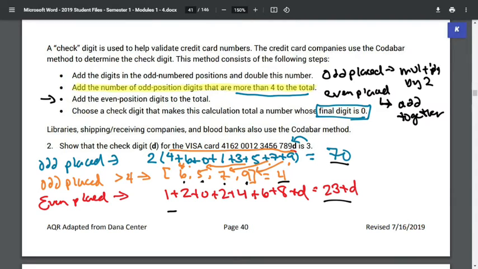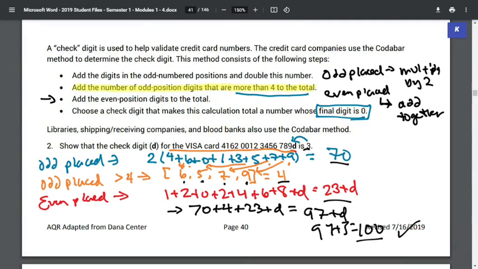So I'm going to do that down here. So I got 70 plus 4 plus 23 equals the check digit. So when I simplify all that together, I'm going to get 97 plus whatever my check digit is. I need it to be 3. So of course it makes sense that if this is 3, as it says right there, I get 100, which is what I want. So here's a problem right here of us going through and doing a check digit for a credit card.